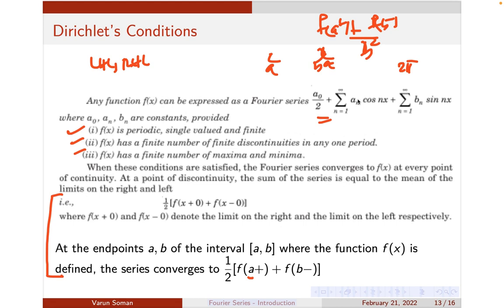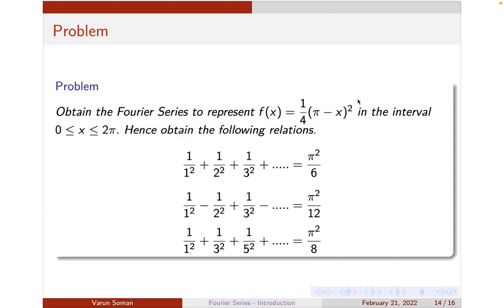Now let us do one more problem. So this is a big problem here. Obtain the Fourier series to represent this function 1 by 4 into pi minus x the whole square in the interval 0 less than or equal to x less than or equal to 2 pi. Hence obtain the following relations. So you will have to first of all find out the Fourier series, and in the Fourier series you will have to substitute the values of some x to obtain these identities. Okay, let us try to find it out.